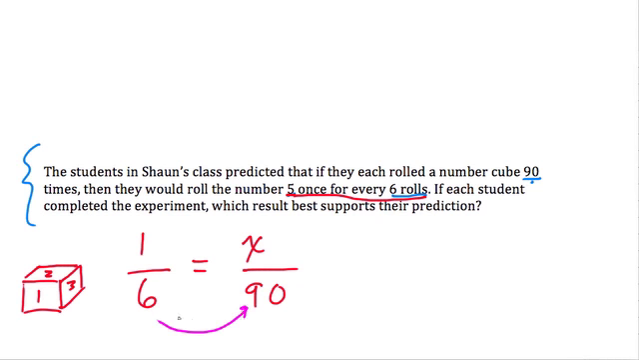Well, I know that 6 times 10 is 60, and 6 times 5 is 30. And if we put those two together, we get 15. So 6 times 15 is 90. So 1 times 15, right, would equal x. So if we were exactly right, if a 5 did turn up exactly once for every 6 times, then that means it would turn up 15 for every 90.